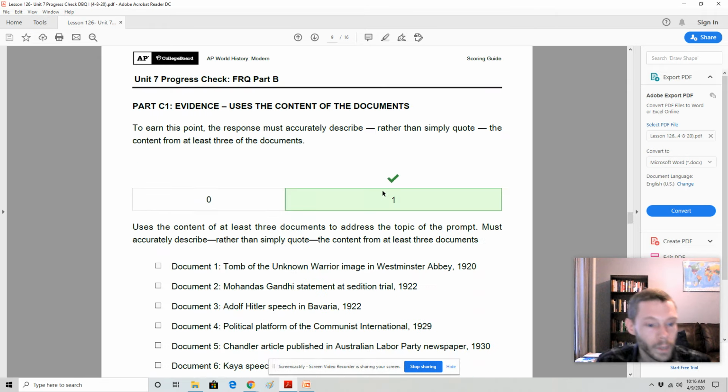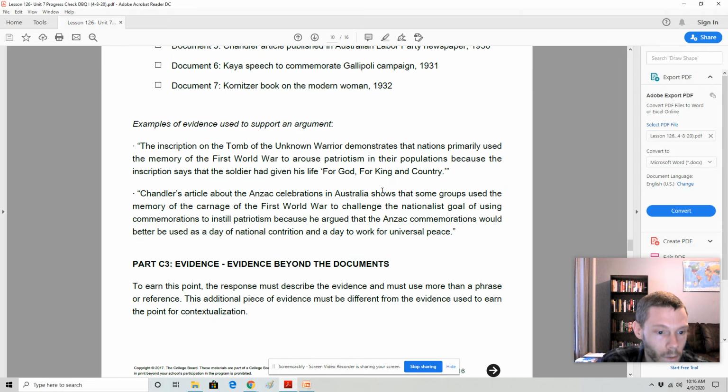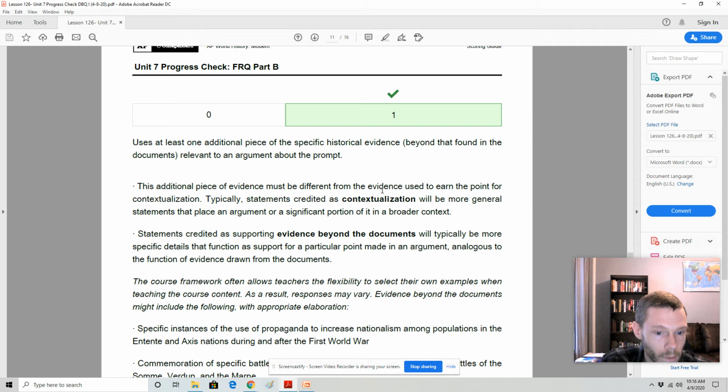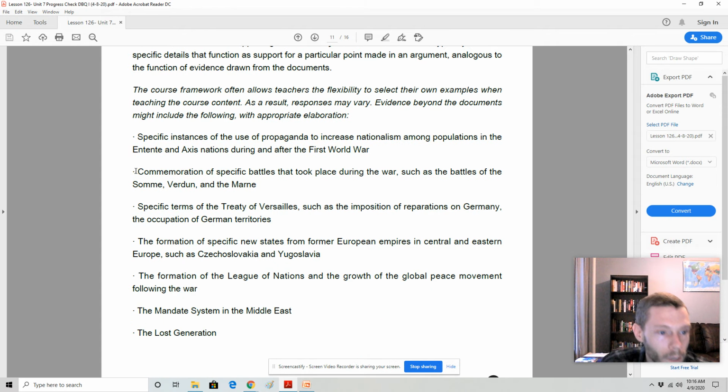Okay, so this breaks down how to use evidence from the documents. And I'm going to take a quick look at the evidence beyond the documents so you can see what they would have accepted. So some examples that they speak about: specific battles that took place, such as the Battle of the Somme and Verdun. I mentioned this in the lecture before: specific terms of the Treaty of Versailles, so the idea of reparations, taking away their colonies, and so on and so forth.